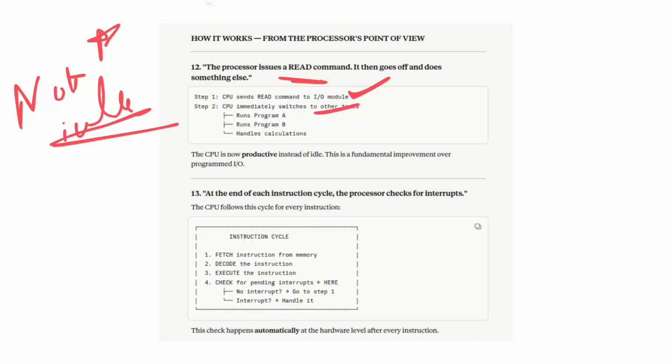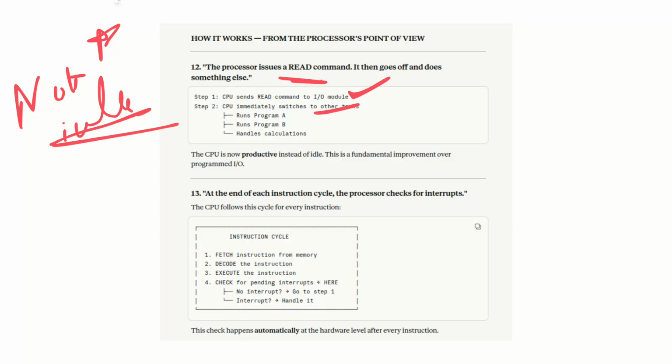So the CPU is doing some other task, and at the end of one instruction, what does that mean? The fetching part is finished, the decoding part is finished, the executing part is finished. Only after finishing the execution part will it see whether there is any pending request or not. If there is any pending request, then the CPU will go and handle that.